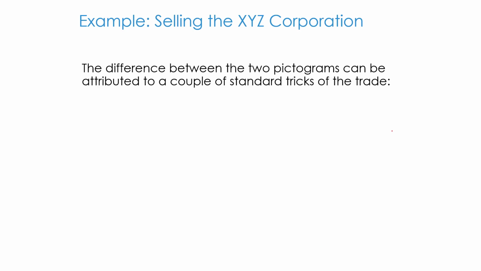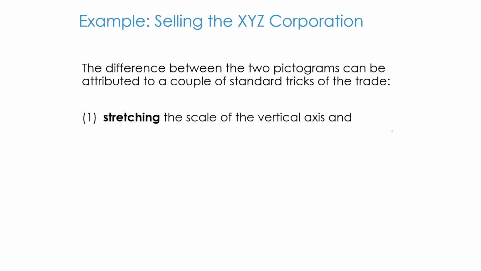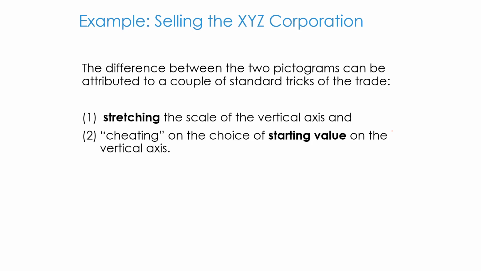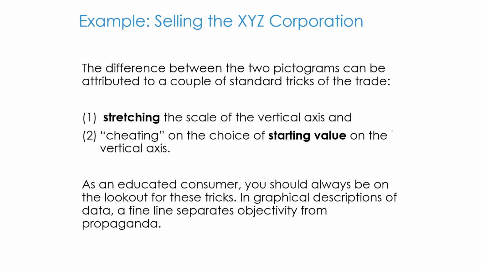The difference between the two pictograms can be attributed to a couple of standard tricks of the trade. 1. Stretching the scale of the vertical axes, and 2. Cheating on the choice of the starting value on the vertical axes. As an educated consumer, you should always be on the lookout for these tricks. In graphical descriptions of data, a fine line separates objectivity from propaganda.